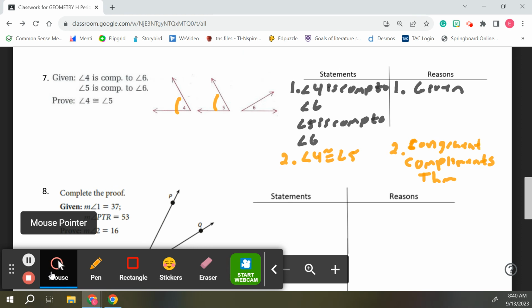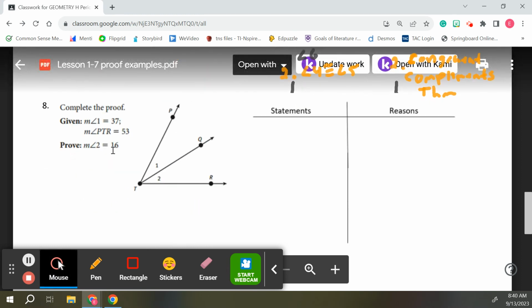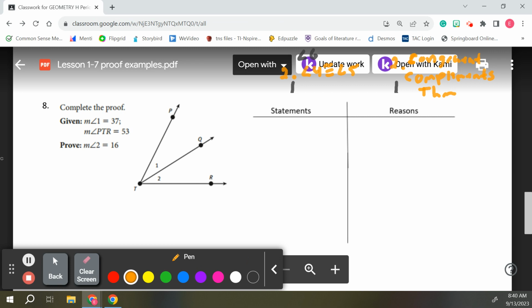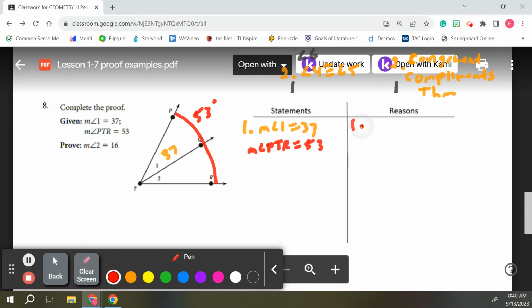All right, let's take a look at number 8. We are given that the measure of angle 1 is 37 degrees. So I'm going to write that in. Measure angle 1 equals 37 degrees. We're also given that PTR, so the entire angle, is 53 degrees. So measure of angle PTR is equal to 53. That is what is given to us. Yes, Ireland.